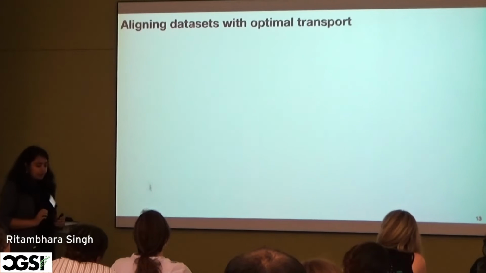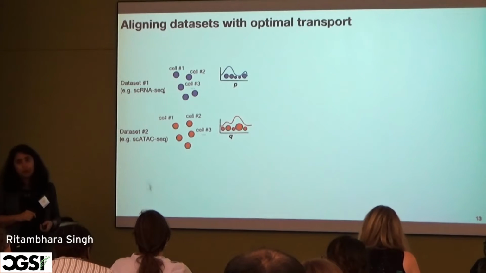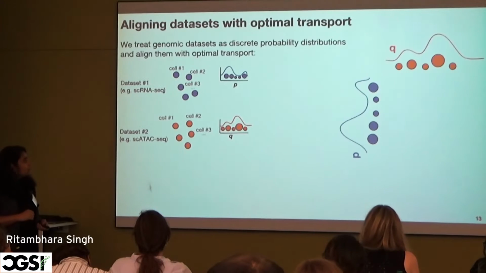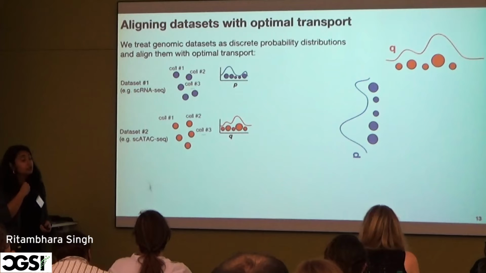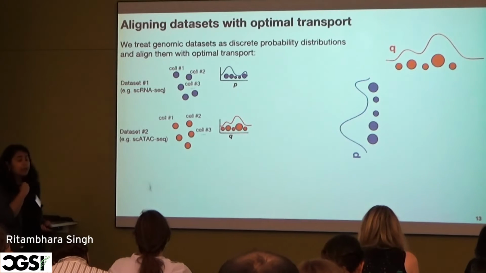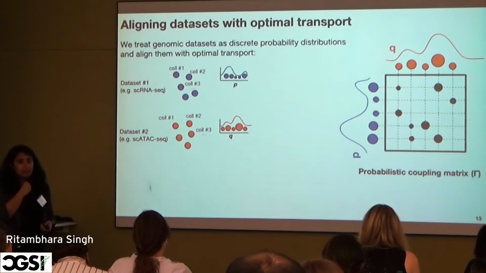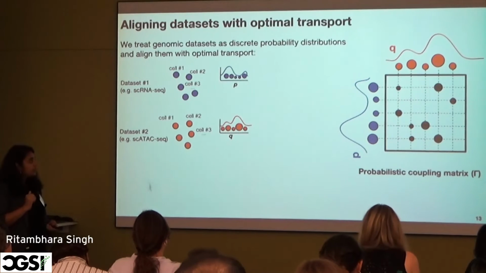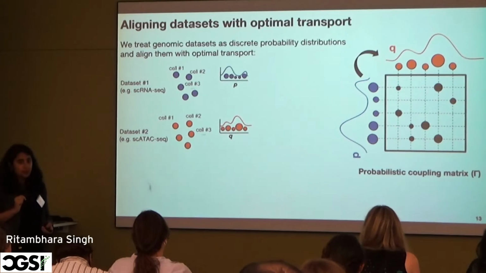And the whole idea was that we have two data sets coming from two measurements from cells. And what we did was we said, let's treat these measurements as probability distributions. And once we did that, we could apply optimal transport to match the two distributions. So the whole idea behind optimal transport is we are trying to learn a probabilistic coupling matrix or a correspondence matrix, which are just weights, such that when we weigh one distribution using those weights, it maps to the other distribution.